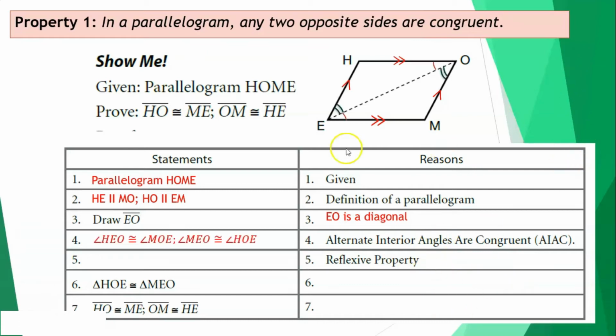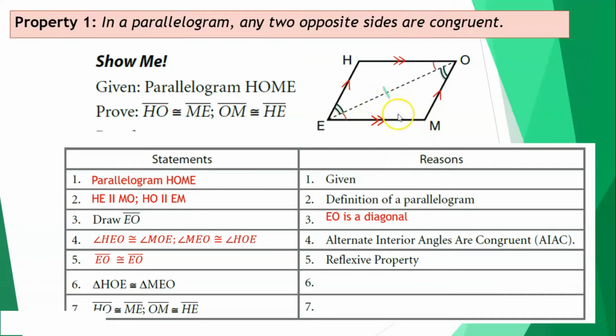So with that, angle HEO is congruent to this angle because they are alternate interior angles, as much as angle MEO is also congruent to angle HOE by alternate interior angles. So take note of that. Then we have a reflexive property. Your clue here is that EO is congruent to EO. It's because EO is a side common to the two triangles, which is where we are heading, to prove that these two triangles are congruent.